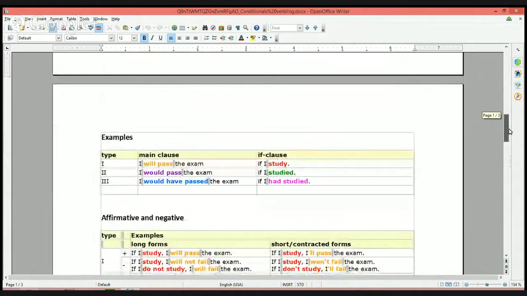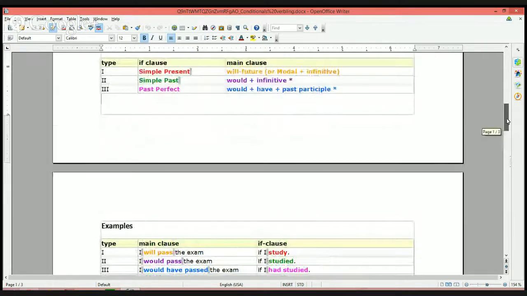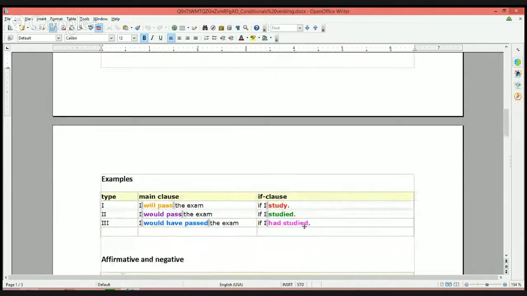of these conditions. And we have some examples of exactly what that means. And if you'll notice, I've color coded it too. So the blue here, would plus have plus participle, matches up to would plus have plus participle down here. I would have passed. All the colors will match. Adela, can you read the examples for us in this chart?